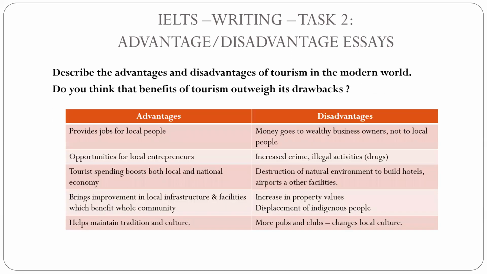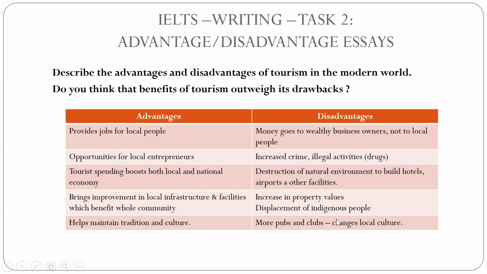Now this is just to tell you how this is too big. When you are brainstorming ideas, because I had to write it on the PPT, I made it slightly elaborate. You don't have to make it so elaborate. But basically what I'm trying to tell you is that just write down pointers. Provides job advantage, opportunities for local entrepreneurs, tourist spending, boosts both local and national economy, helps maintain tradition.